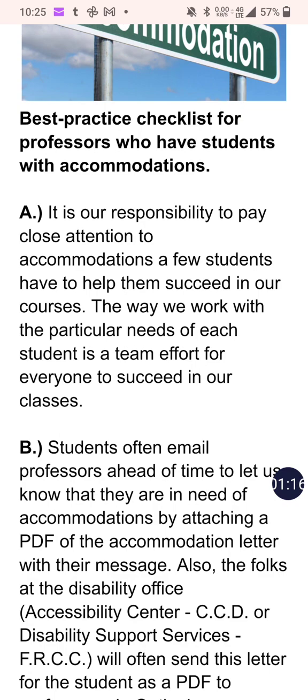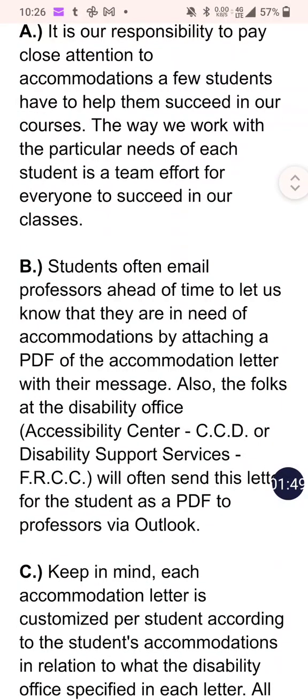So, this work is important and frequent, although not so frequent that all of us know what we should and should not do, and hence why I wanted to create this checklist. The way we work with the particular needs of each student is as a team effort for everyone to succeed in our classes.